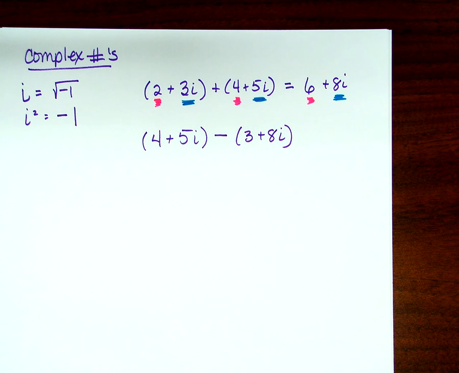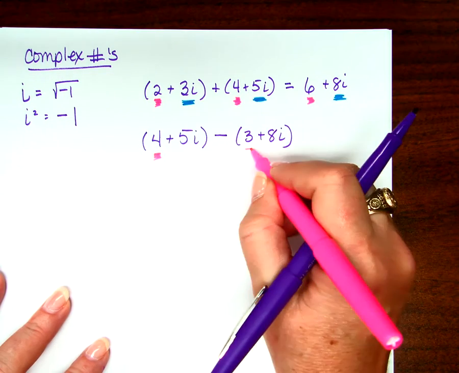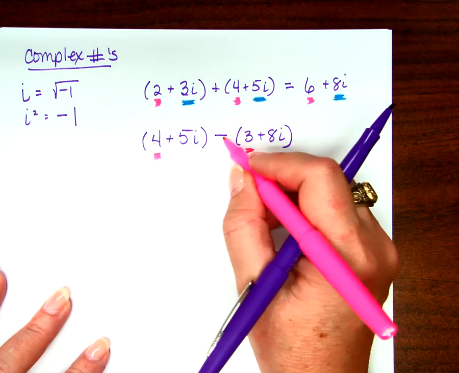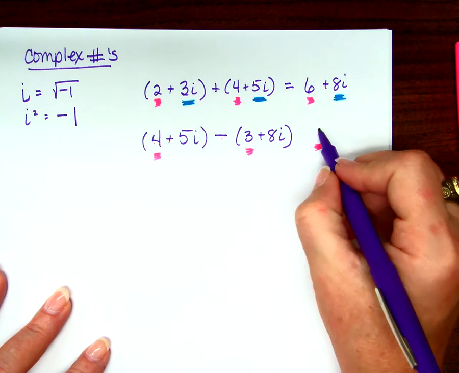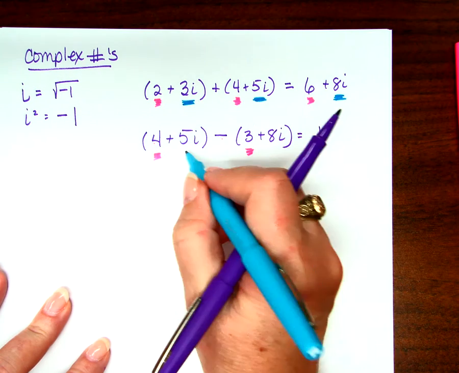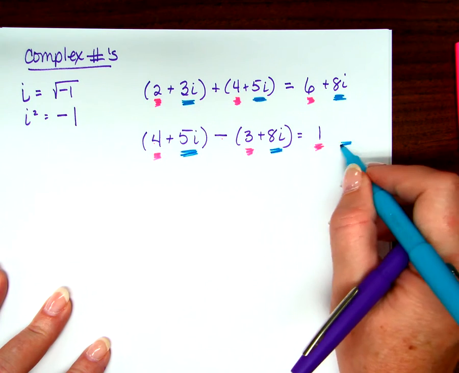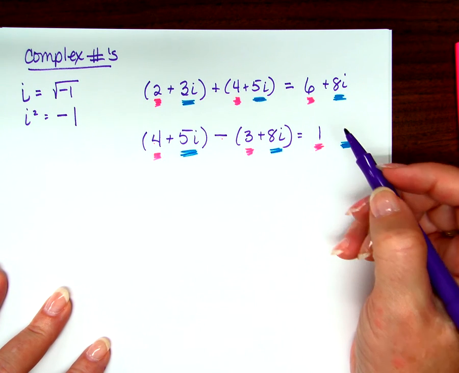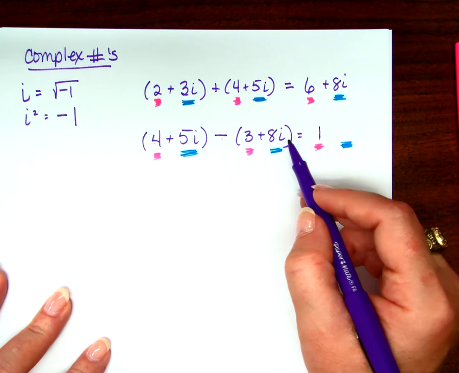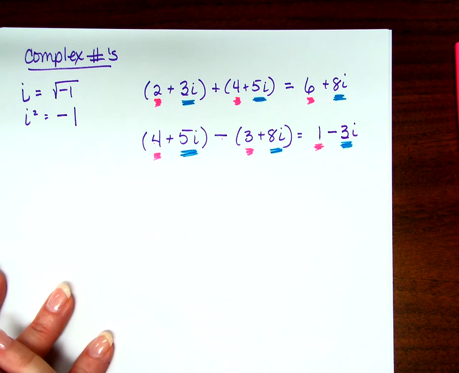Now what do you want to do here? You want to subtract. If you want to subtract, what do we subtract? Real parts. What is 4 minus 3? 1. What is 5i minus 8i? 5i minus 8i, -3i. Okay?